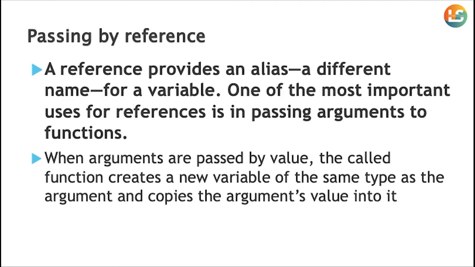When arguments are passed by value, the called function creates a new variable of the same type as the arguments and copies the argument values into it. But the function cannot access the original variables in the calling program, only the copy it created. Passing arguments by value is useful when the function does not need to modify the original variables in the calling program.